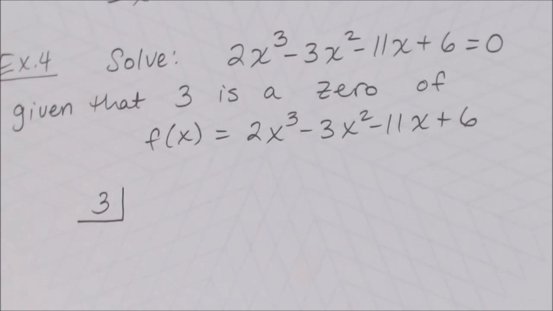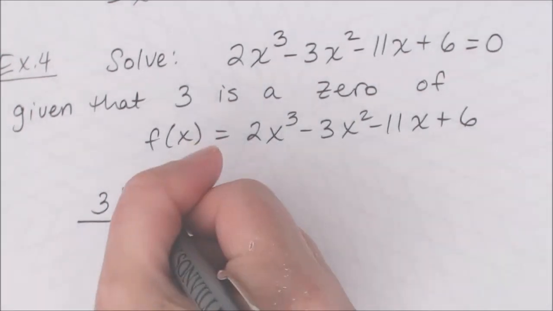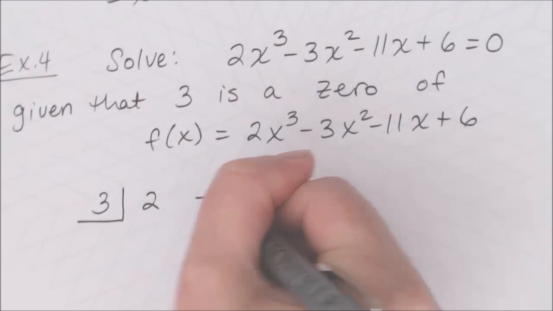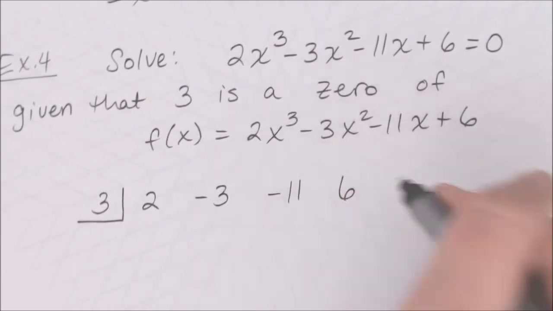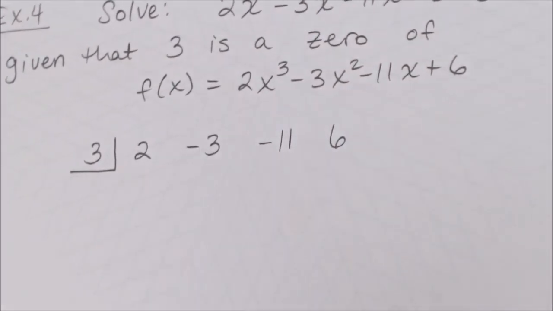Now, careful, it's not -3. Had they given this to us as a factor, it would have been x minus 3 because positive 3 was the 0. So if they give you the 0, that's what goes in the box. When they give it to you as a factor, like x minus 3 or x plus 2, that's when you have to change the sign. But they told us 3 was the 0, so 3 is what goes in the box. We're going to label 2, -3, -11, and 6. No placeholders needed this time.